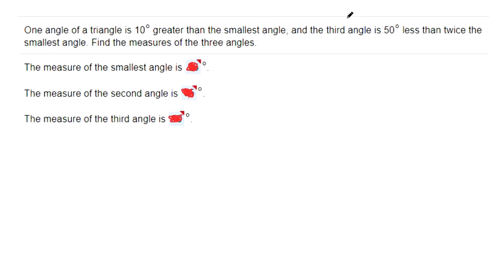So we don't know the first, the second, or the third angle. They don't tell us any of them. But at least we know that they're all referencing this smallest angle. So we're going to let x be the smallest angle.